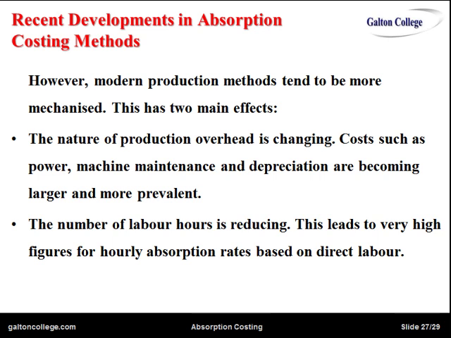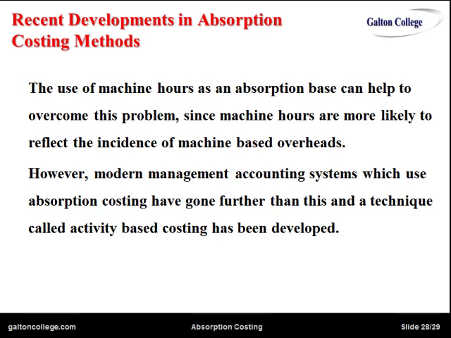So with the change in modern production towards mechanization, changes have to be made in the way absorption costing is done. I think what we need from this class is a greater understanding of how absorption is done and the basis upon which it's done, and what are the upsides and the downsides of absorption costing. The last point on the mechanism: using machine hours as an absorption base can help to overcome this problem, the problem of it being too big because there are fewer workers if we were using labour hours as the basis.